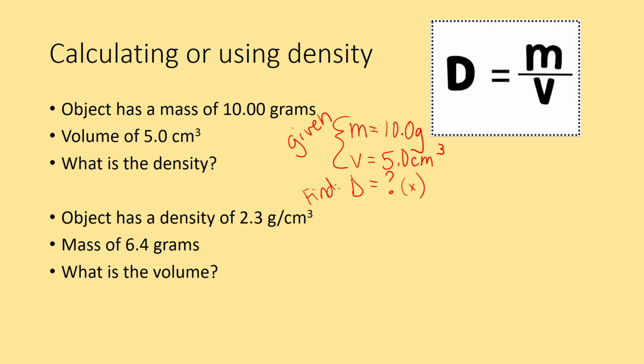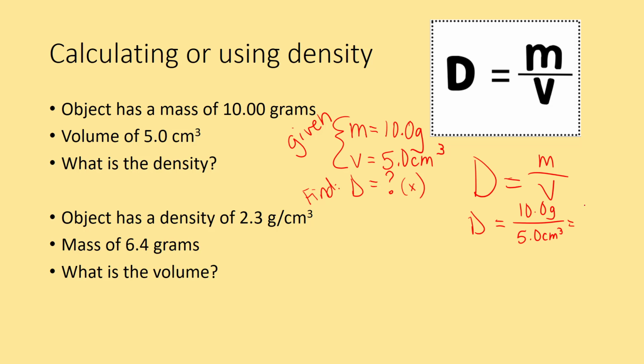So I know my M and my V. I'm looking for D. What are we trying to find? Density. Write it down. You write it down too. D equals M over V. So D equals the mass, which was 10.0 grams, divided by the volume, which is 5.0 centimeters cubed.